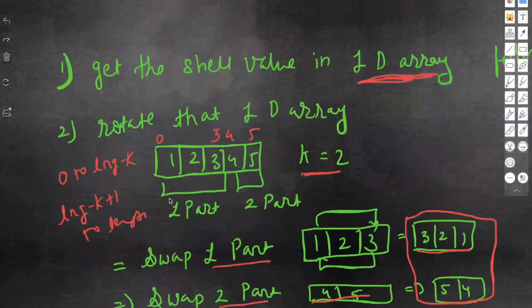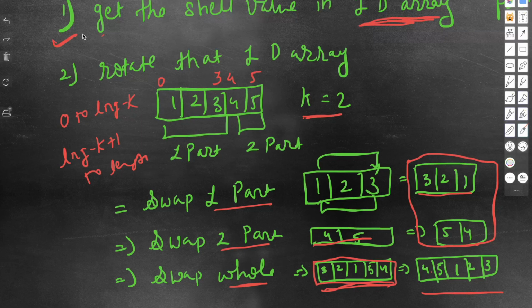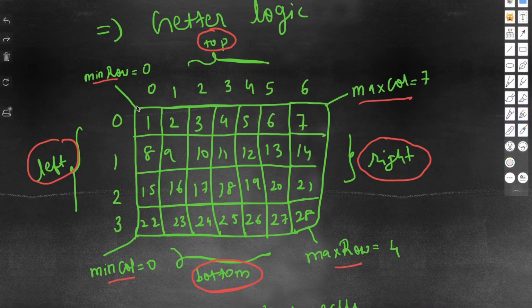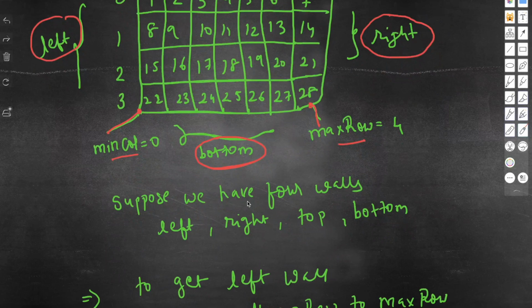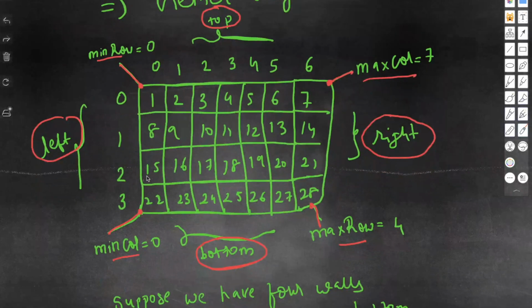Now let's discuss in this part how to get this 1D array. Let's suppose this is our matrix. Min row is here, max row is here, min column is here, and max column is here. I hope you understand at least this. So you have to perform this operation for every cell. Let me give names to these walls. This is the left wall, this is the bottom wall, this is the right wall, this is the top wall.